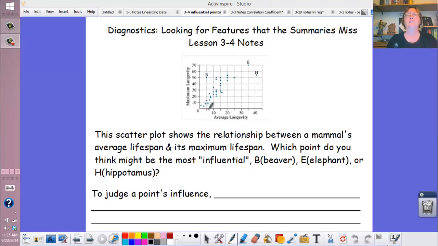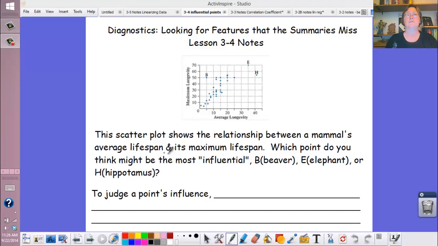Really quickly, the beaver's average longevity is around 5 years, but one has been known to live to 50 years, which is pretty darn good for a beaver. The elephant has an average longevity of about 35 years, but one has been known to double that and live to 70. And the hippo had the longest of any of the average longevities, a little bit more than 40, but the maximum longevity was somewhere between 50 and 60 years, which is pretty good.